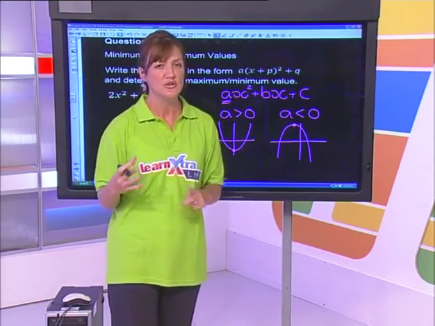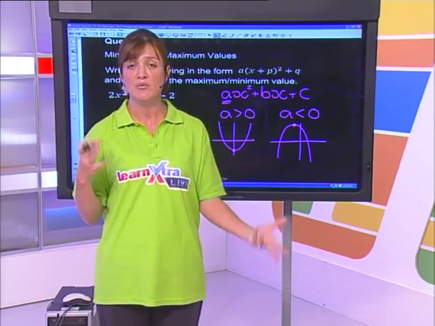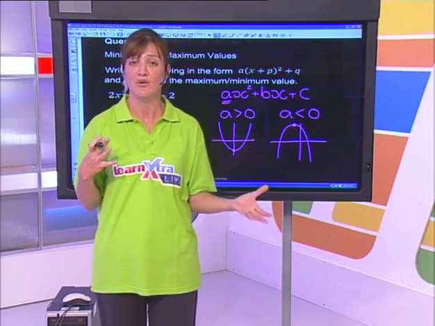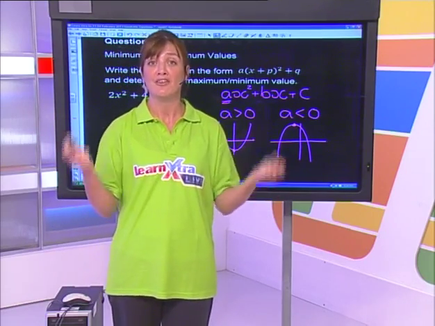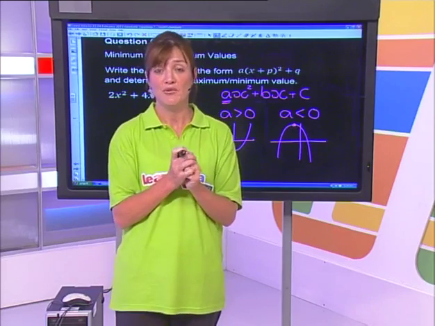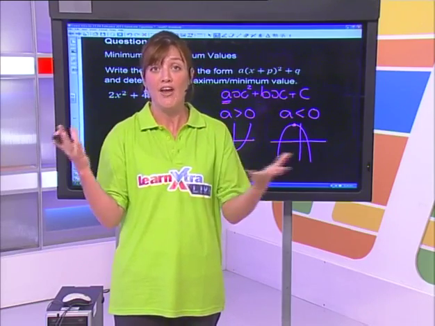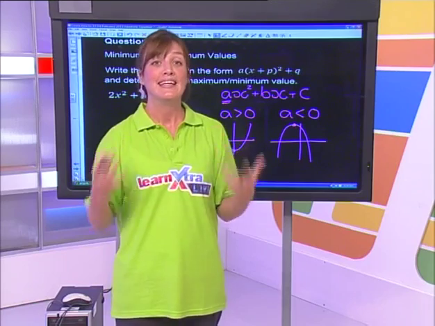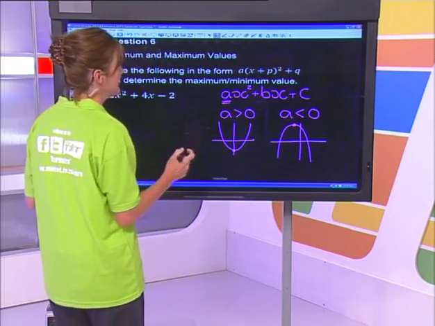What we need to do, if we're trying to work out the maximum or the minimum value of a quadratic equation, is calculate its turning points. We need to work out where those maximum and minimum values are. Now, this is something you might not have learned just yet.